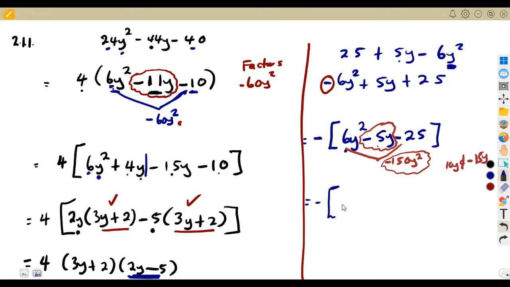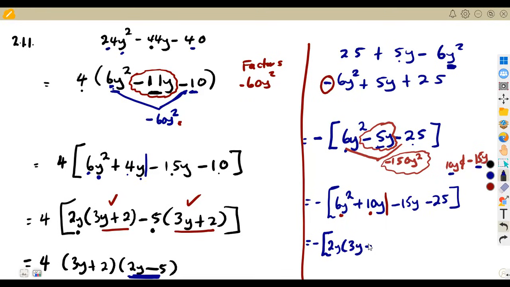You substitute them into the middle term, so that will be 6y squared. In place of the middle term now, we substitute our terms, that is going to be plus 10y in this case and minus 15y in this case, minus 25 at the end. All right, grouping our terms into 2, we can factor out what is common between 6y squared and 10y. 2 is common, y is also common. So factor out 2y, we are going to remain with 3y plus a 5 in this case, this one and this one, that's a 5.